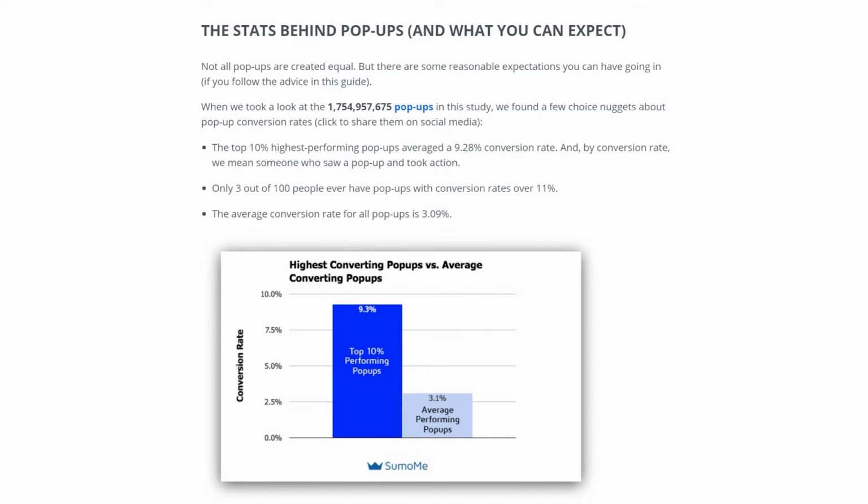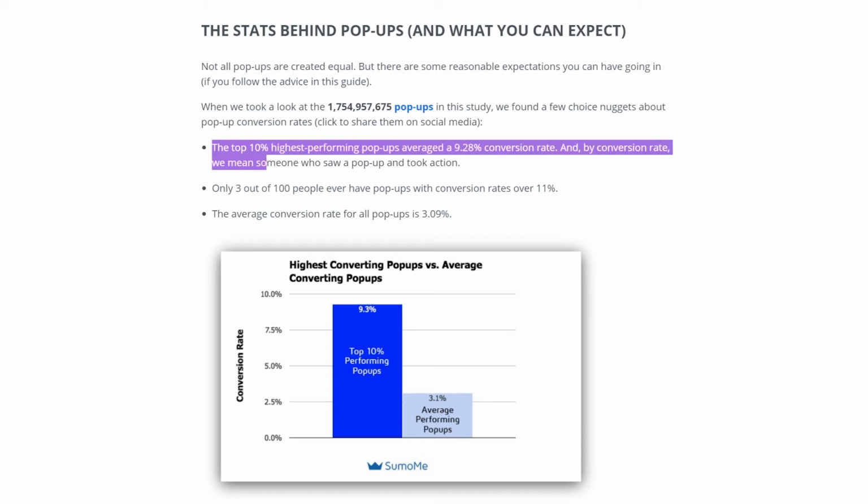Plus, when Sumo studied the effectiveness of pop-up ads, they found that the average conversion rate was 3.09%. Is that a mind-blowing amount? No, but I definitely wouldn't turn down an extra 3% in sales, especially if it means I can keep selling to some of those customers for years to come. In any case, that was just the average. When Sumo looked at the top 10% of pop-ups, they discovered that their average conversion rate was a whopping 9.28%.